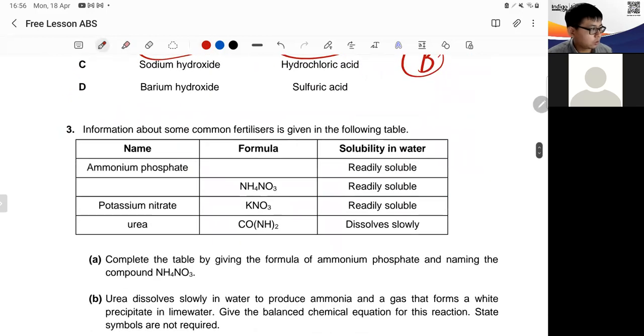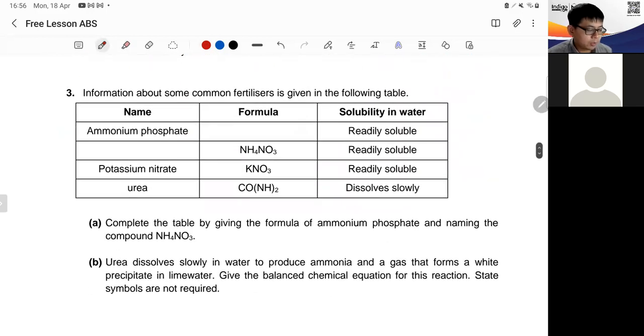Question 3. Complete the table by giving the formula of ammonium phosphate and naming the compound NH4NO3. So ammonium's formula is NH4 plus. Phosphate, if you saw just now, looks like this. Since this is an ionic compound, do a crisscross method and you will be able to get something like this. (NH4)3PO4. As for NH4NO3, this is ammonium nitrate. So this is literally ammonium nitrate.